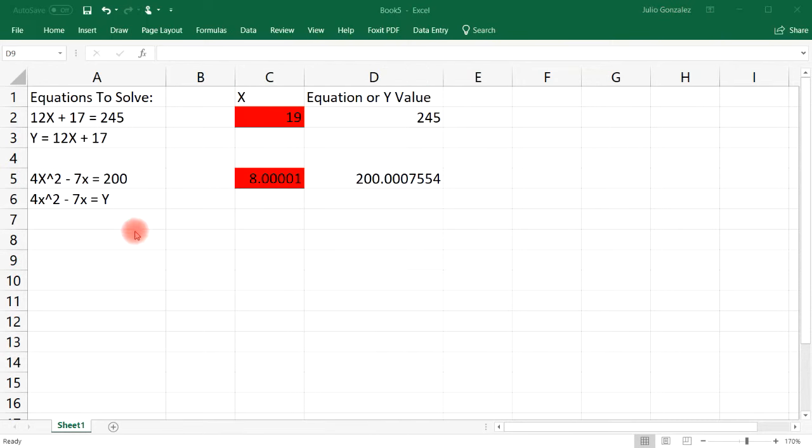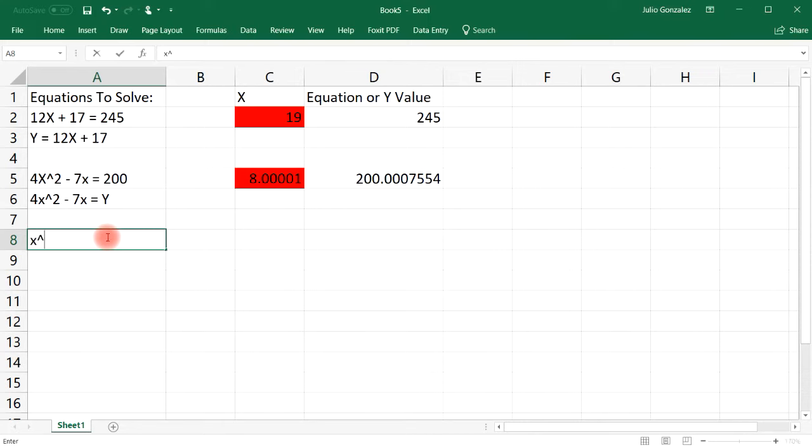Now, I'm going to give you another quadratic equation. And in this example, there are 2 answers because sometimes there might be 2 solutions to a problem and not just one. And I want you to know what to do in order to find the other solution.